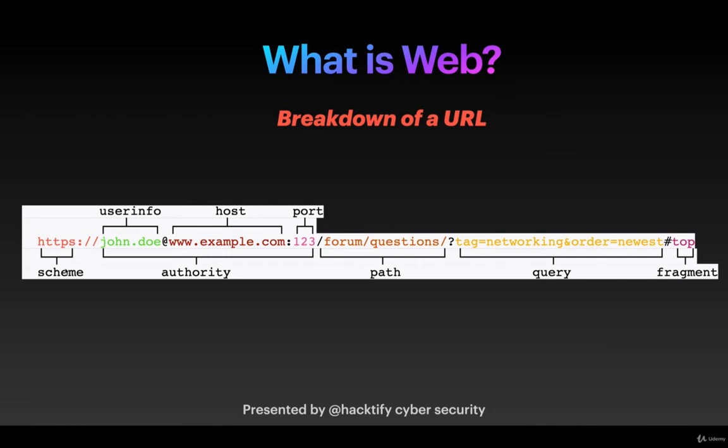HTTPS is considered a secure version of HTTP because it contains an SSL certificate which encrypts the data between a client and a server. Now, this is the user information, which is john.doe. Over here you can see www.example.com. This is the particular host that you are trying to access, or you can say the domain name, for instance www.google.com. Then this particular number is the port number.